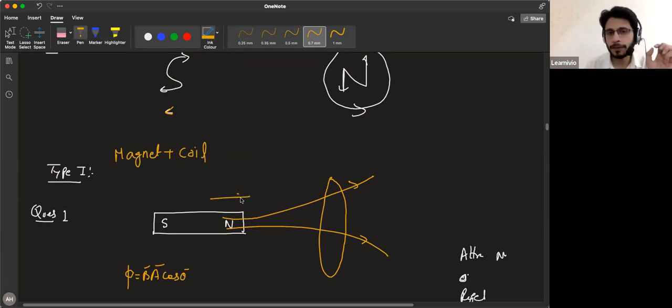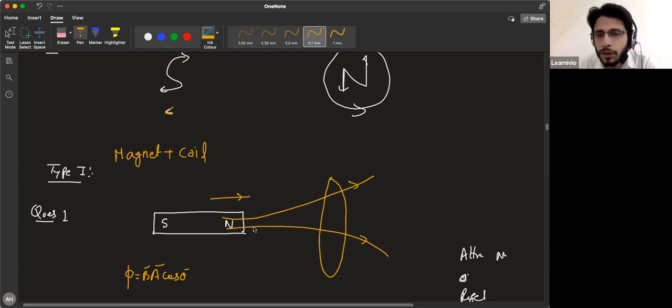Now this magnet starts moving towards the coil. So when the magnet starts moving towards the coil, the magnetic field associated with the coil will increase. And due to the increase in this magnetic field, flux linked with the coil will increase, and there will be some induced EMF. Now you're supposed to calculate that induced EMF. So you have to get the direction of that induced current and the polarity of induced EMF.